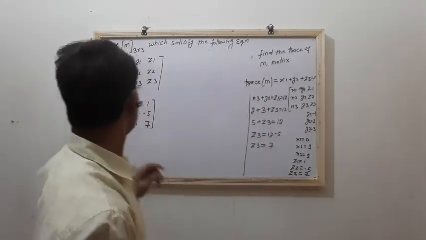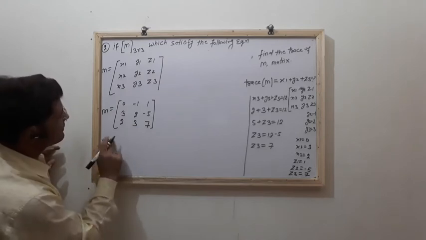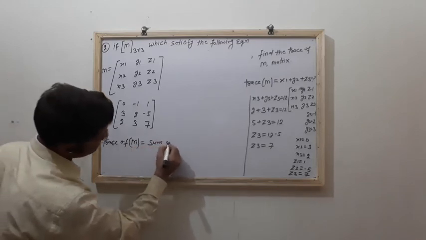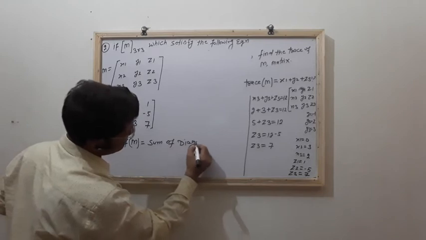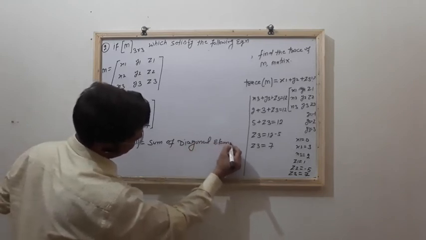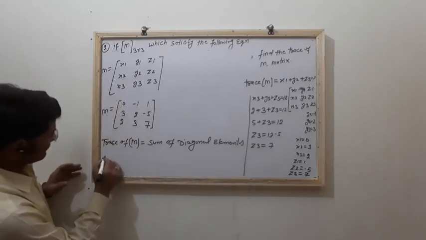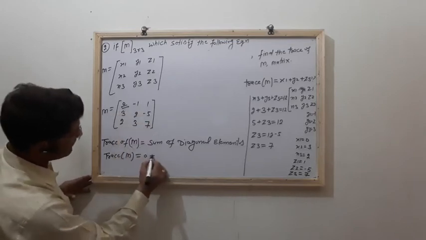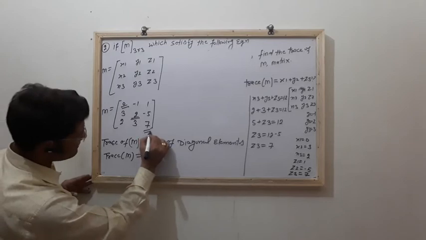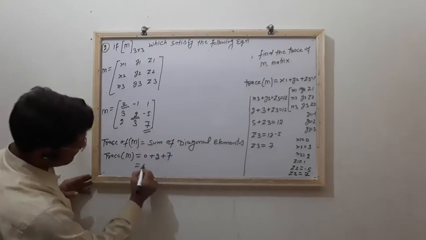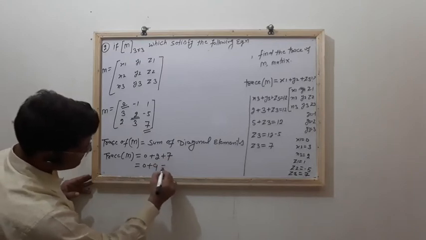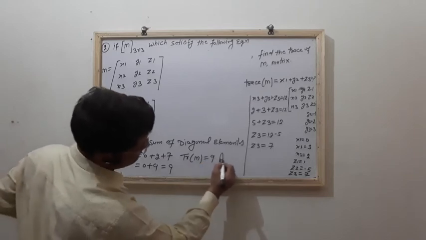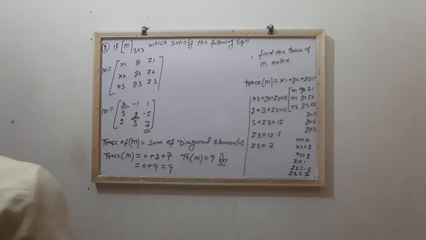Find the trace of M. We know that trace of M matrix is equal to sum of diagonal elements, means that trace of M is equal to sum of diagonal elements: 0 plus diagonal element 2 plus diagonal element 7, is equal to 0 plus 9 is equal to 9, so that trace of M is equal to 9 is the correct answer. Okay, next question.